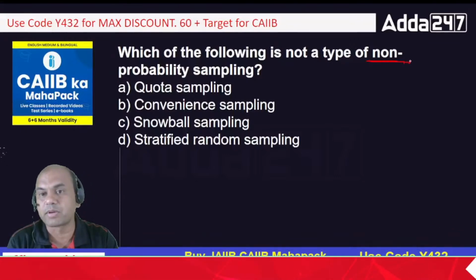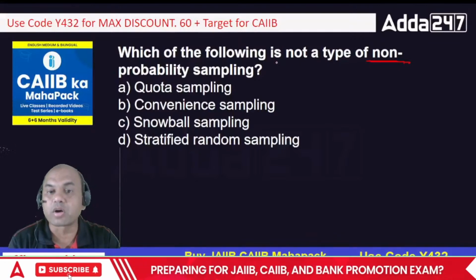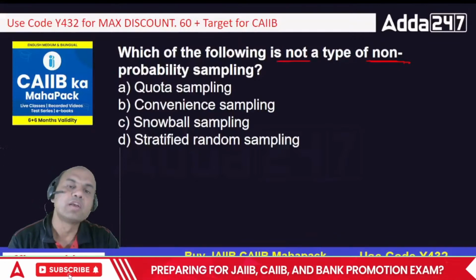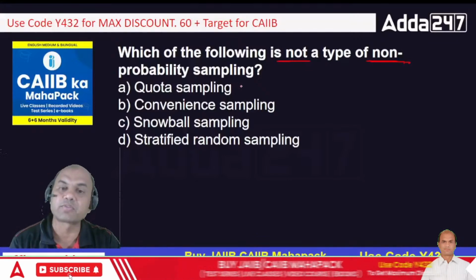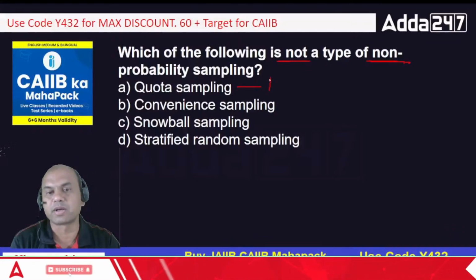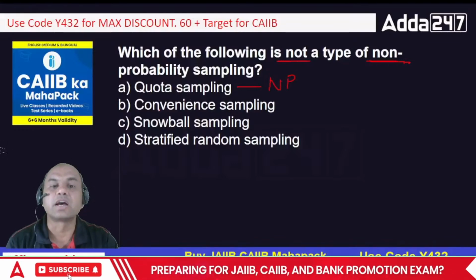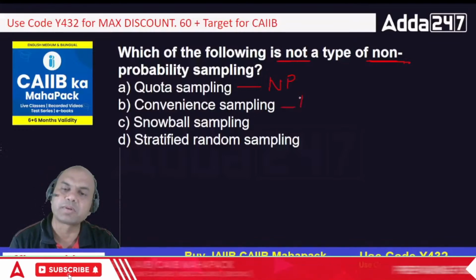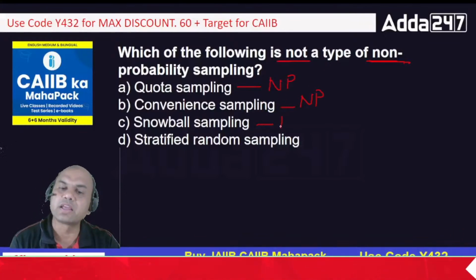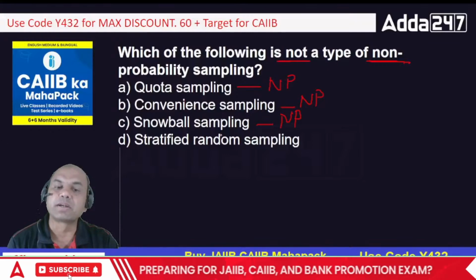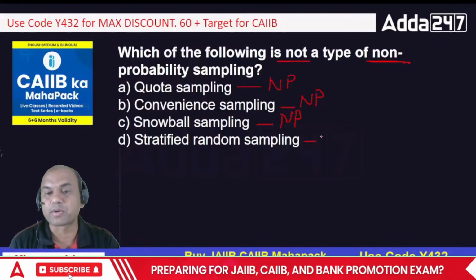Understand this, non-probability, and we want not. Firstly, what are non-probability sampling? Quota sampling, it is a part of non-probability. This is non-probability. I'll write it over here. Convenience sampling, again non-probability. Convenience means as per my convenience I'll be doing. Snowball, again non-probability. But stratified random, this is probability.